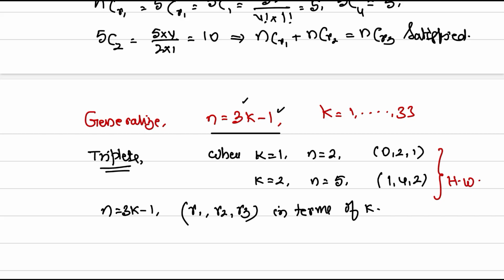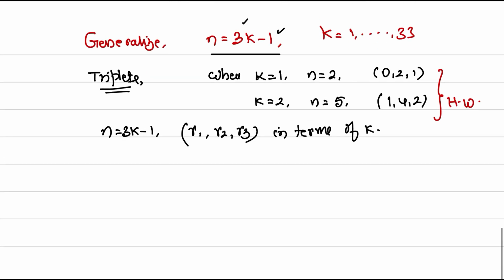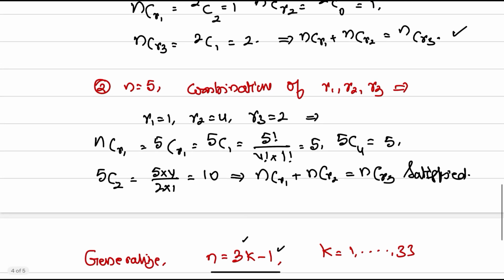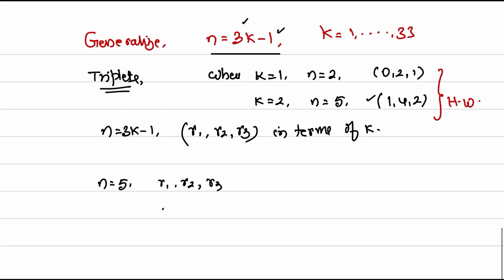The number of solutions: you may have many sets of numbers R1, R2, R3 for the same n. For example, n is equal to 5, 1, 4, 2 we have found. Can we find any other numbers? n is equal to 5. Is there any other set for R1, R2, R3? What are the numbers we have checked? 1, 4, 2 we have checked and found.